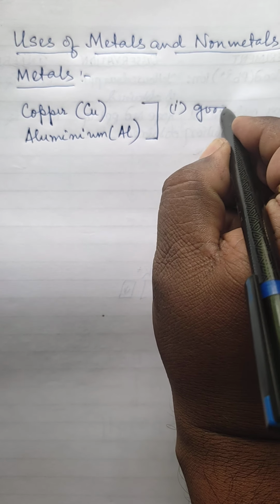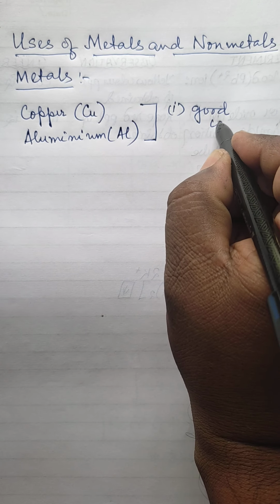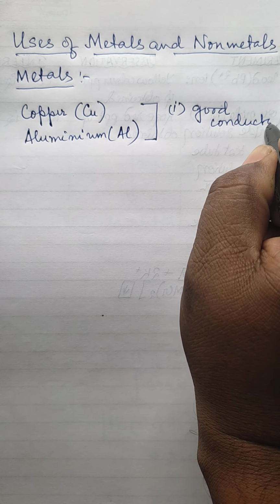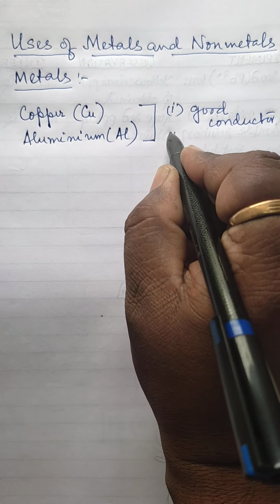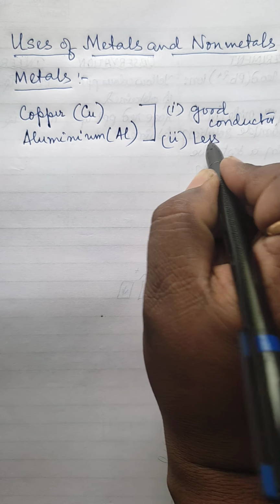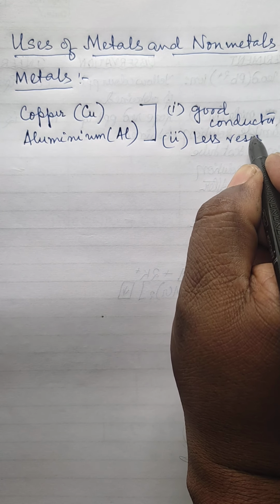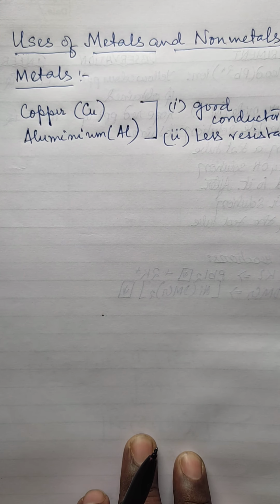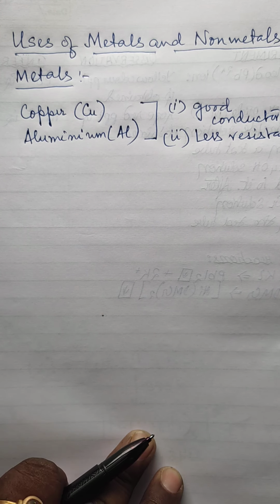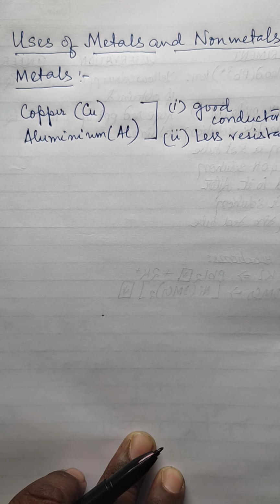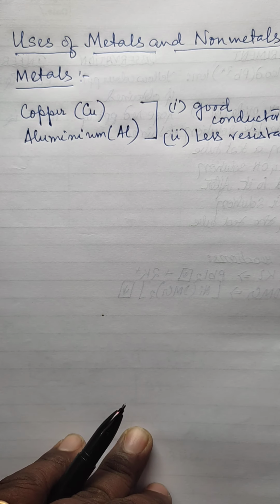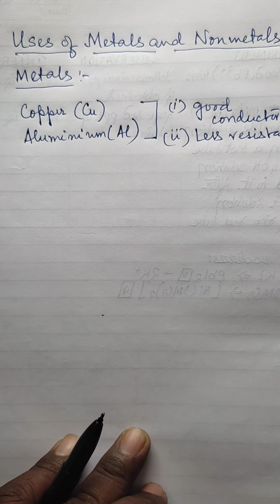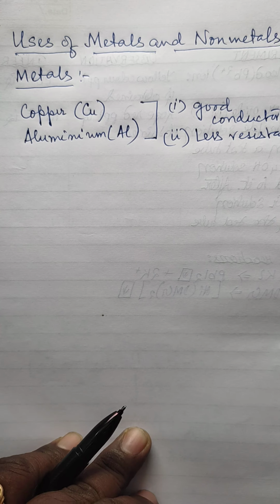They are good conductors. And next, second thing is they have very less resistance. They are used as good conductors and they have very less resistance. So they are used as metallic conductors in electrical appliances. Okay.